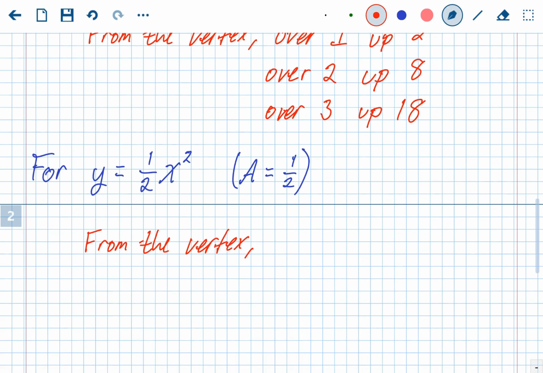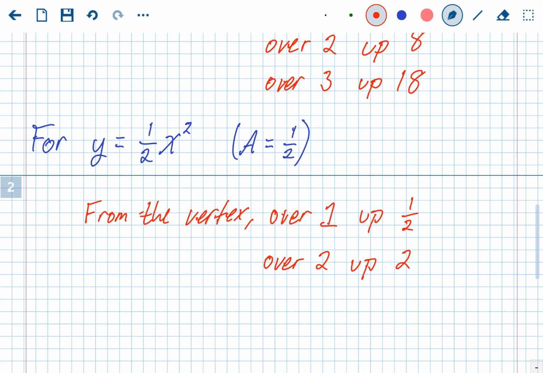From the vertex, we go over 1. This one's only going to go up 1/2. If you go over 2, if you plug in 2 for x, you're going to go up 2. 2 squared is 4, half of that is 2. If you go over 3, three squared is 9. Half of that is 4.5.